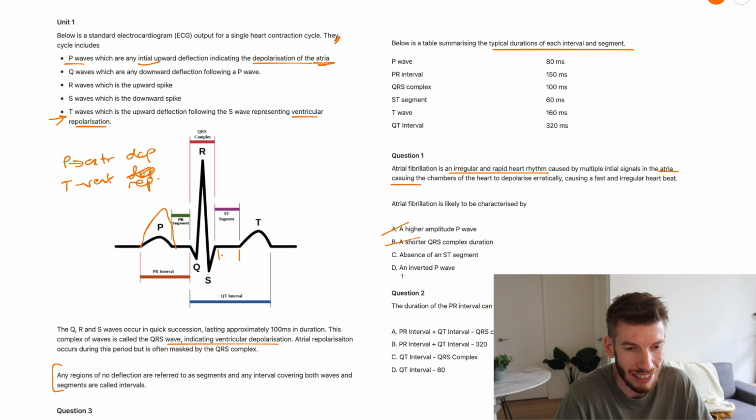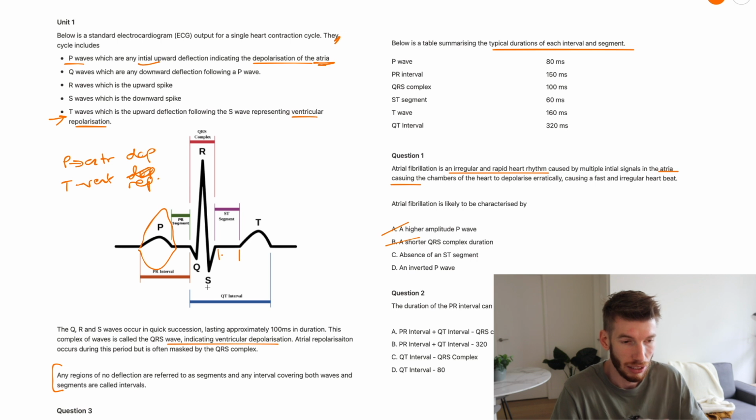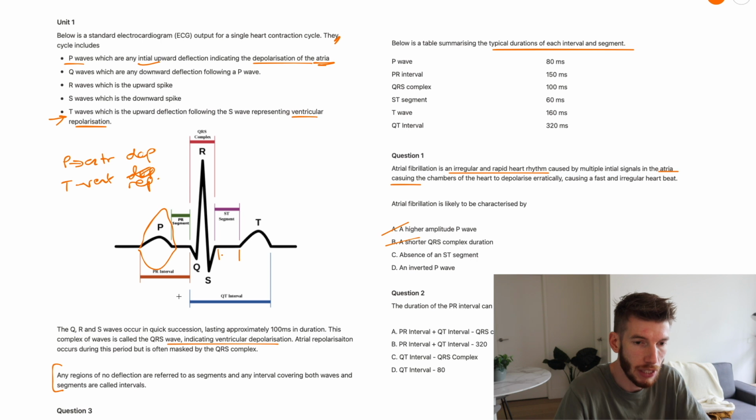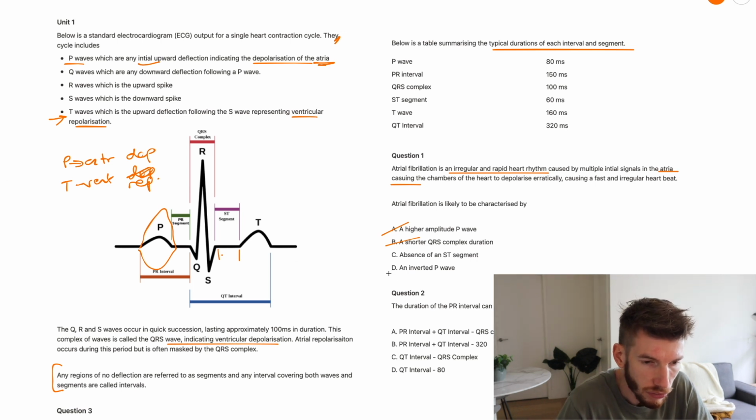And then finally, an inverted P wave. An inverted P wave would mean that rather than depolarizing the atria, you're polarizing them, so going the opposite way. There is no inversion suggested. It was all to do with the frequency. So that one's going to be out. So by process of elimination, I look at it and go, I don't really know about the ST segment, but it's the only one that's left.